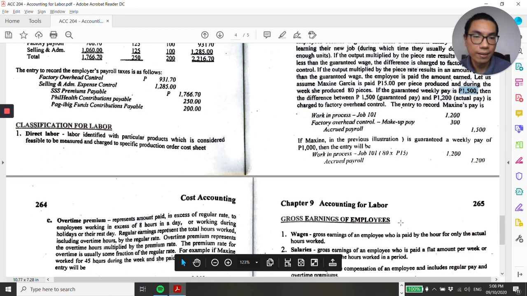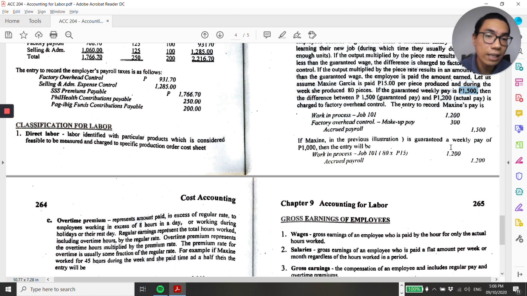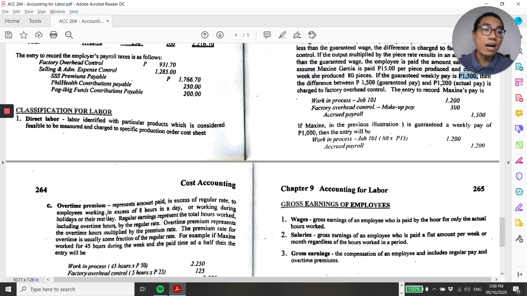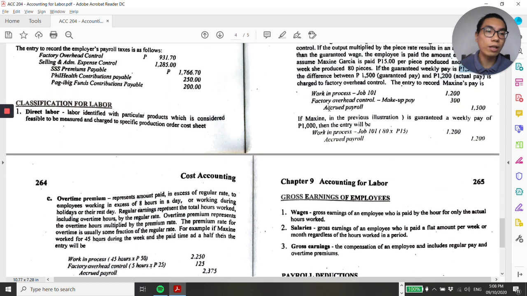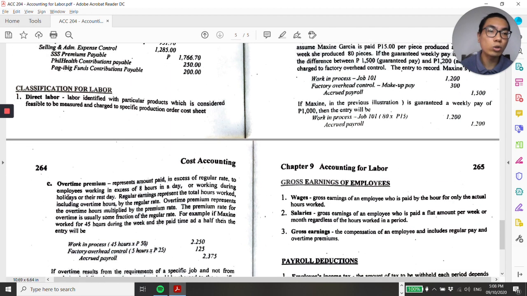Kung 1,000 daw yung guaranteed na weekly pay, ang ma-eliminate na entry natin is the factory overhead control account. Kasi, mas malaki yung naging output ni Maxine versus sa kung ano yung weekly pay contract niya. That's why, since output-based to, naka-base yung direct labor charging natin dun sa actual output niya. Kumbaga yung labor niya is computed based on the actual output.